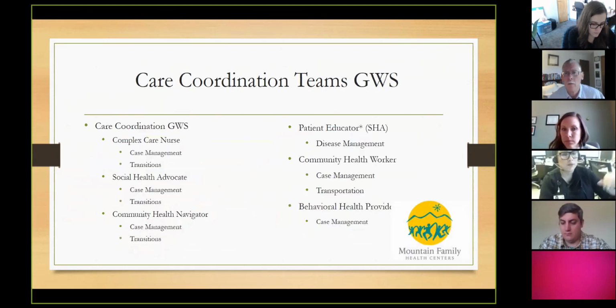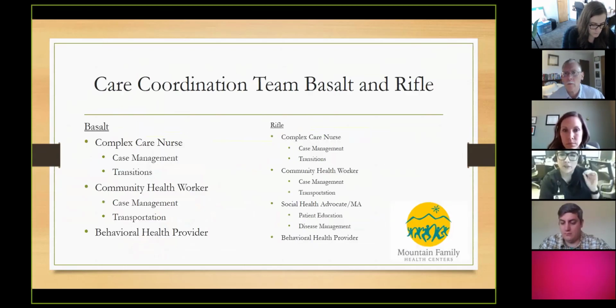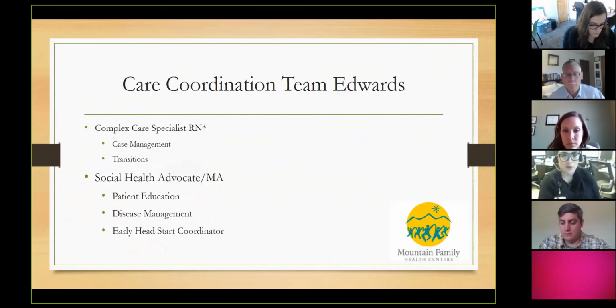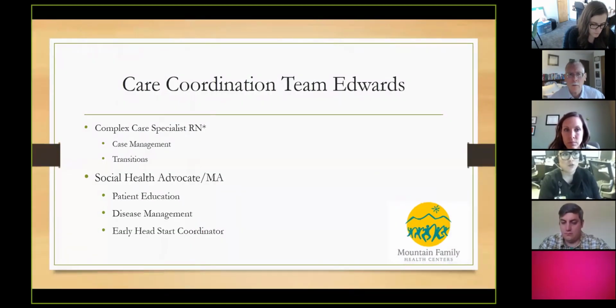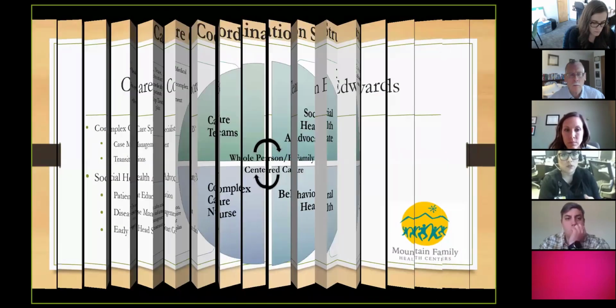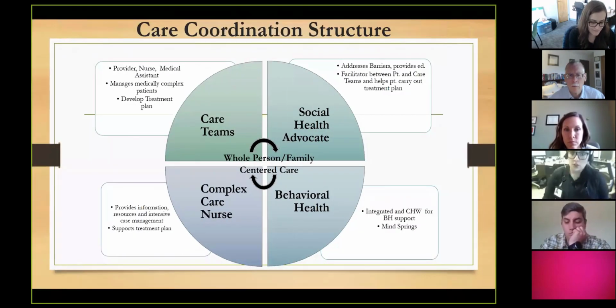go through these slides because I feel like this breaks it down more, every single site, how many staff members we have per site. I really wanted to focus more on the structure of our department. Let me go to that slide. There it is. Okay. So our social health advocates, our title has changed so many times.